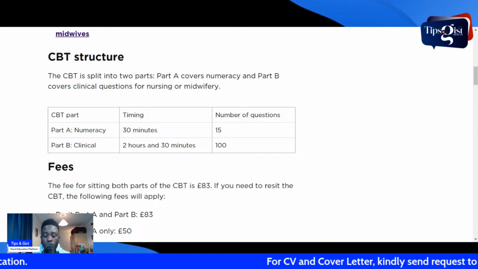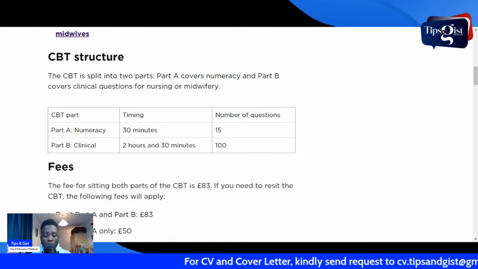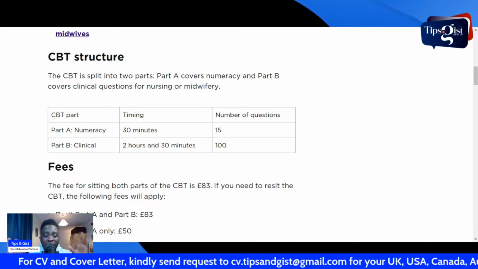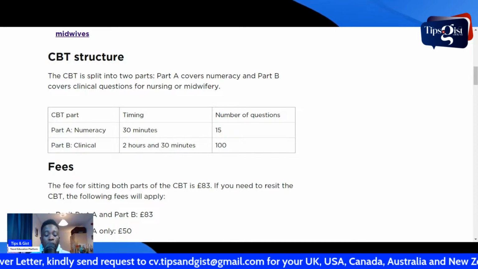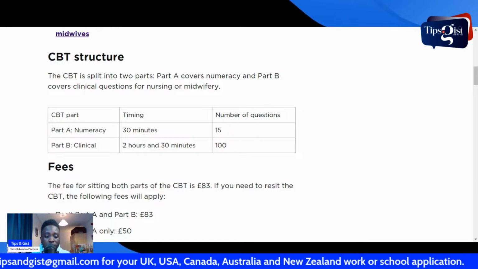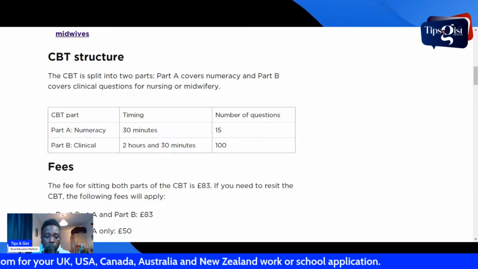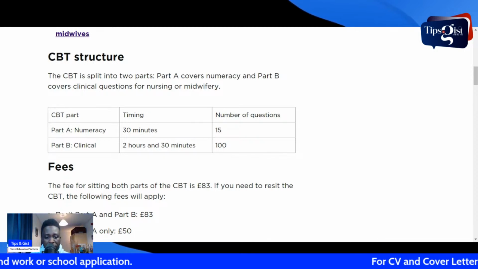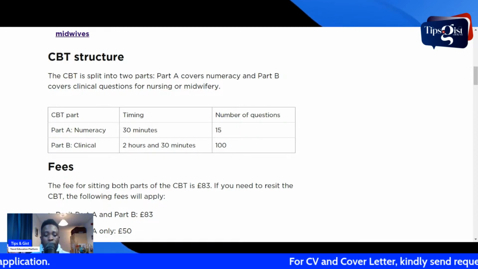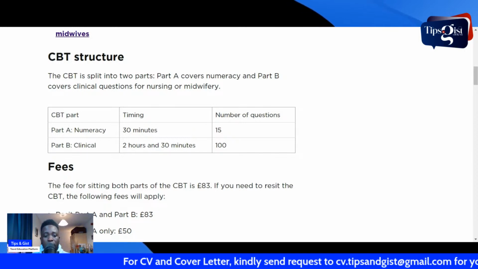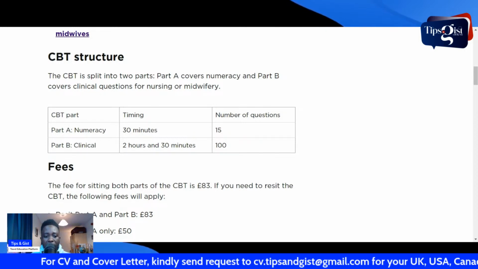Now, this is what you have to note. They don't mark all of them overall that you failed or you passed. They mark it separately. So you can pass the numeracy and fail the clinical. Then you go and write only the clinical. You can also pass the clinical and fail the numeracy. Then you go and write the numeracy alone. Or you can pass both and you don't go for any reset. So you have to note that they don't grade all together. You get different results: your numeracy result will come as pass, your clinical will come as pass or fail or whatever. So they don't mark it together.